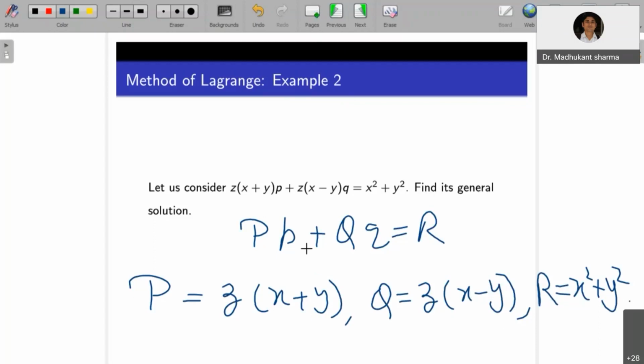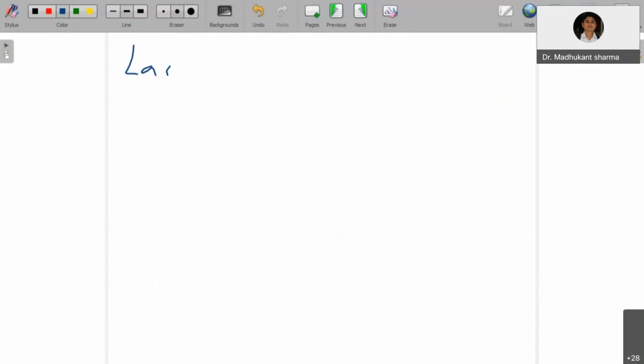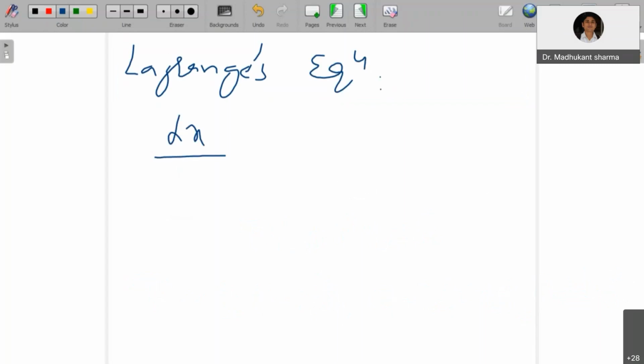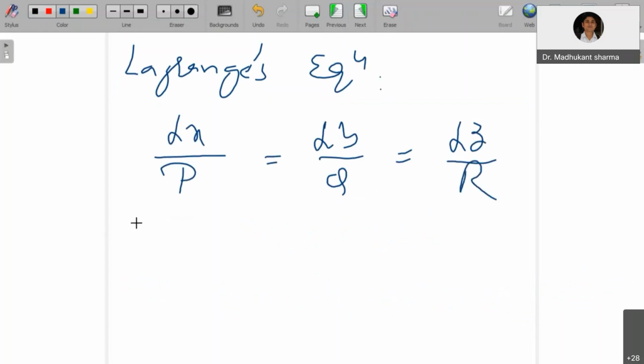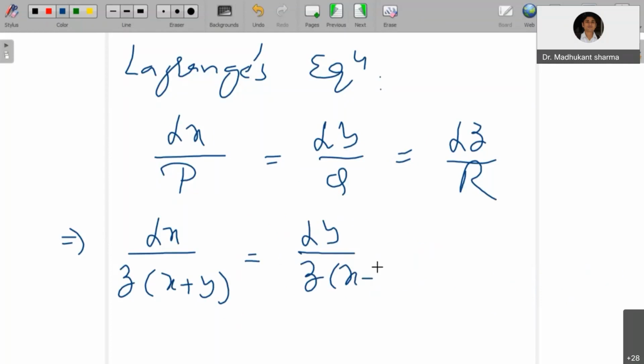Now, Lagrange's equation is dx by P equals dy by Q equals dz by R. So this will imply dx divided by z into x plus y is equal to dy divided by z into x minus y is equal to dz by x square plus y square.